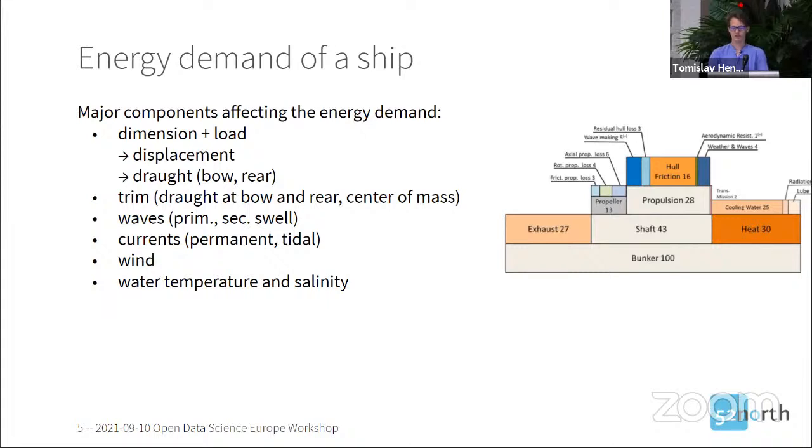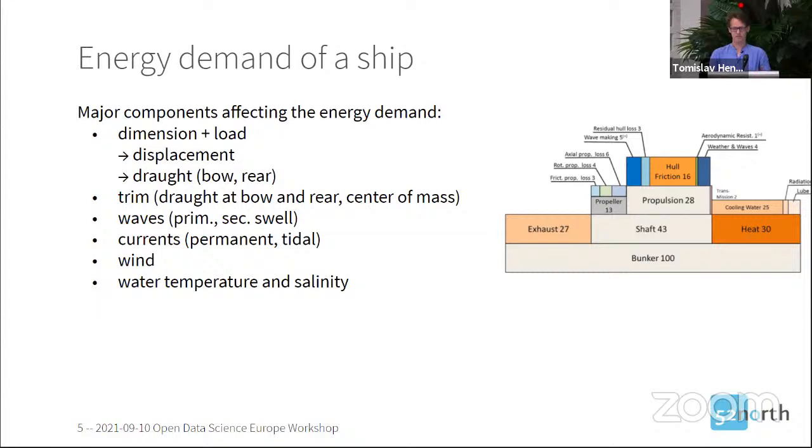The major components that affect the energy demand of a ship are the dimension and load of the ship, which lead to displacement and may lead to different draft at the bow and the rear, which makes a difference. Changing this by 1 meter might increase or reduce the energy demand by something like 5%, which is substantial for a very small change at no cost, more or less.